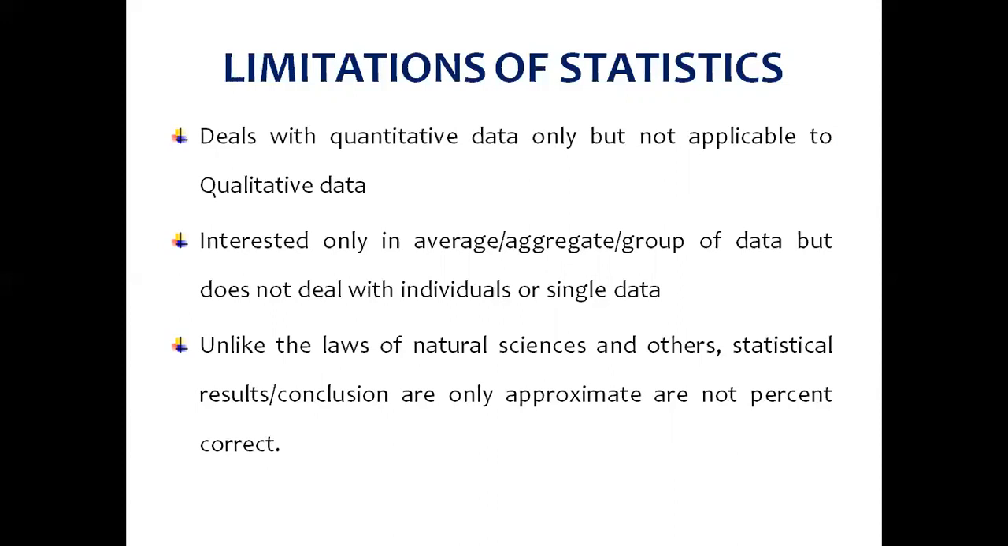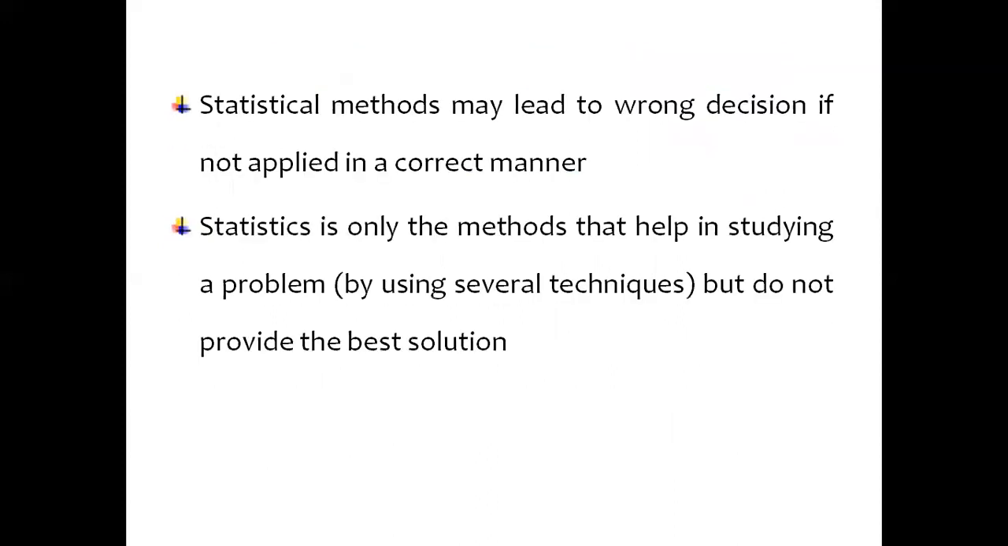Whatever results or conclusions we derive from statistics are approximate and not 100% sure, unlike the laws of natural science such as the law of gravity and the law of thermodynamics. Also, statistics, if used wrongly, will give wrong results. For example, if statistics is used in predicting the efficiency of a particular drug and it is used unknowingly, the output for the drug may not be what it's supposed to be.